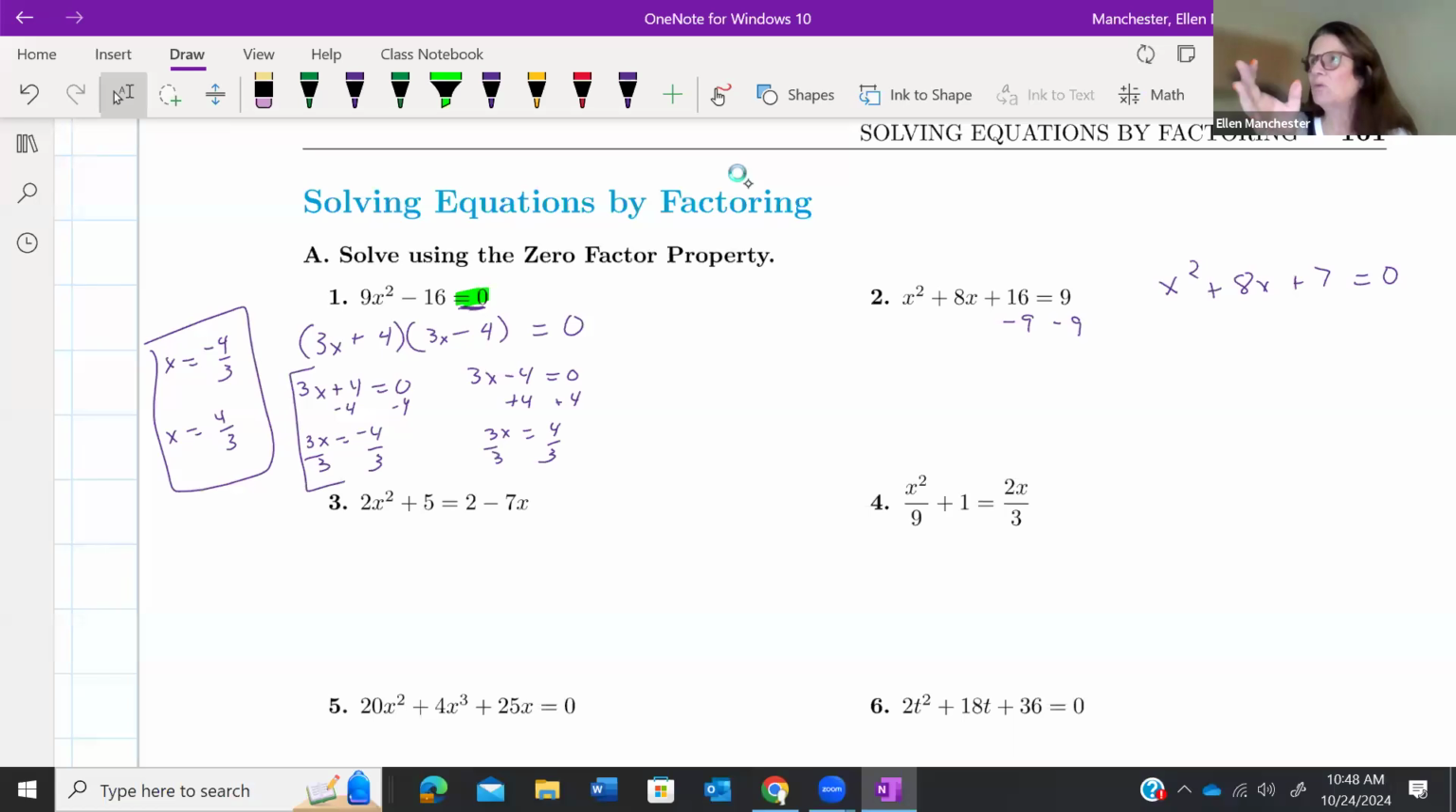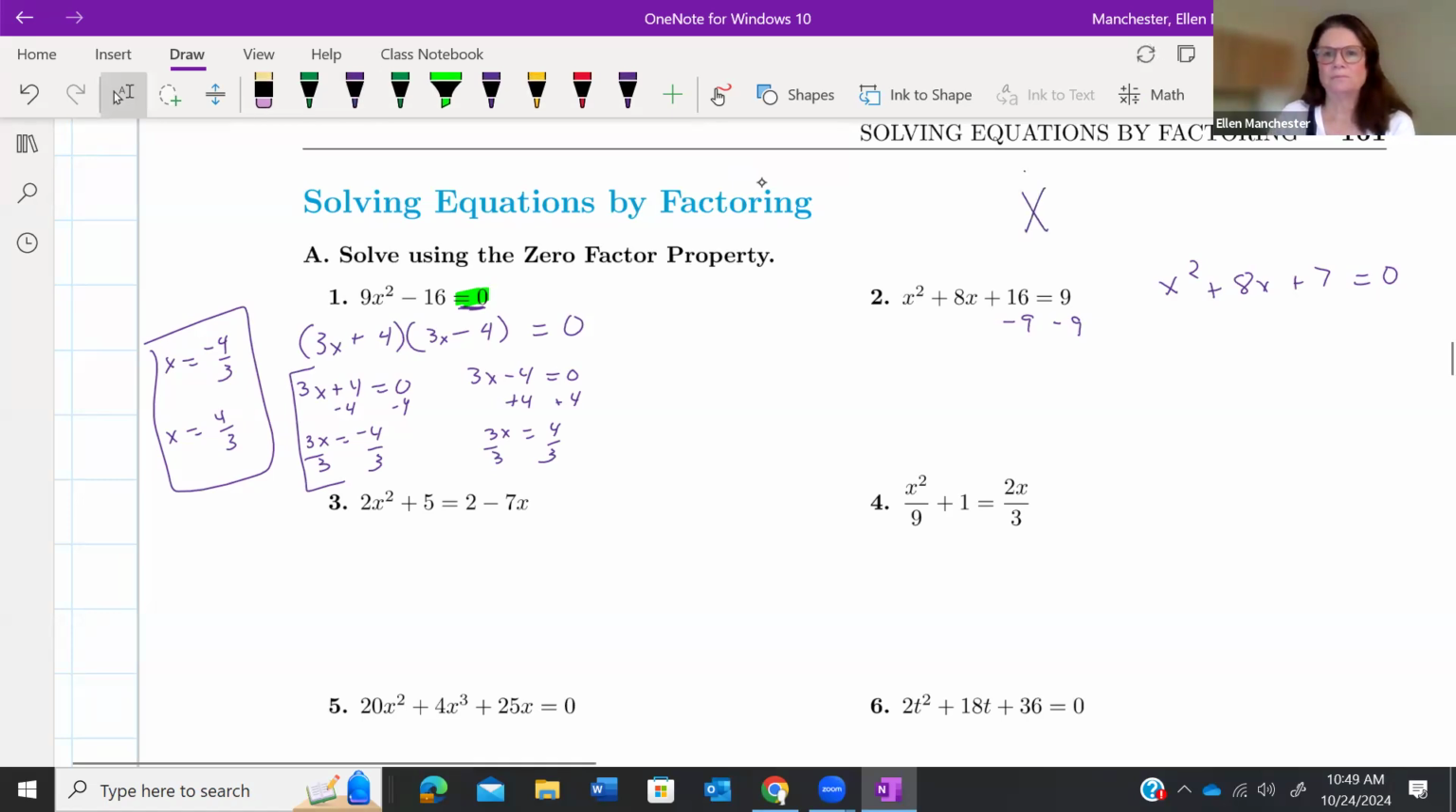And the reason why it has to equal 0 is because you can't use that zero factor property or theorem unless it equals 0. Because there's a million different ways for it to equal 9. You could have 4 and 5, 1 and 8, 2 and 7, 6 and so on. All right, so here we go.